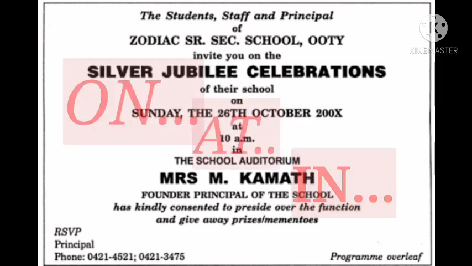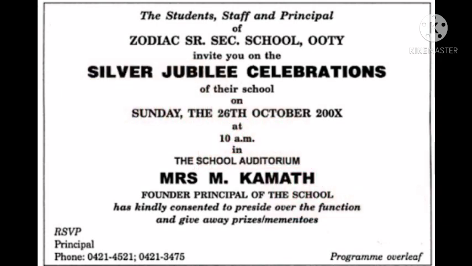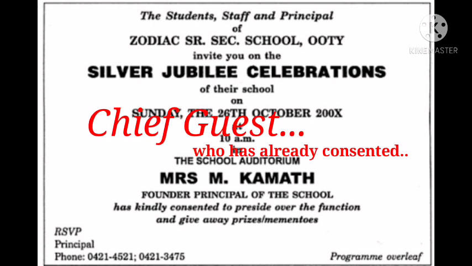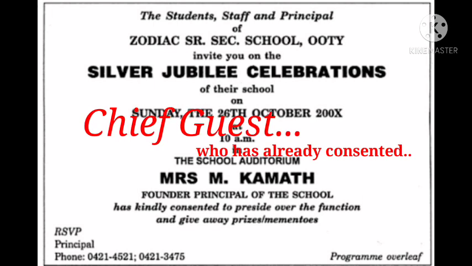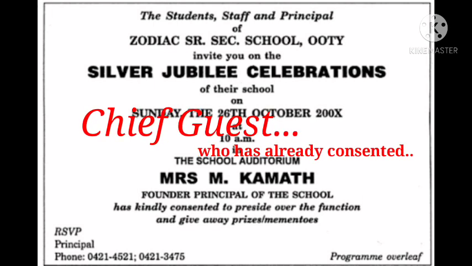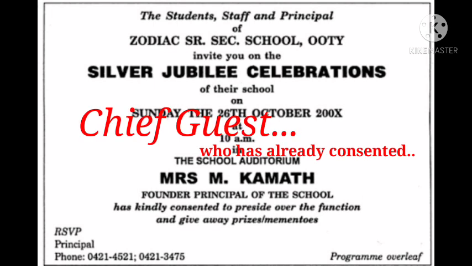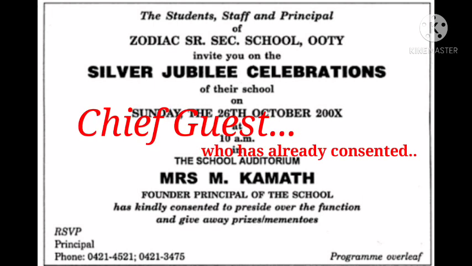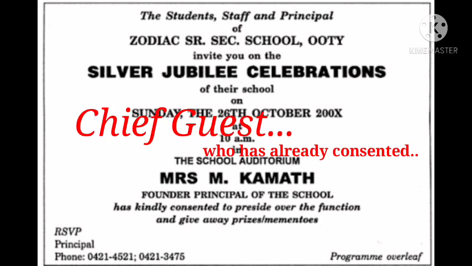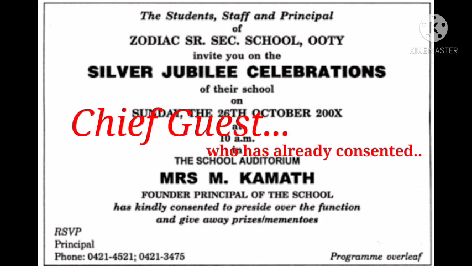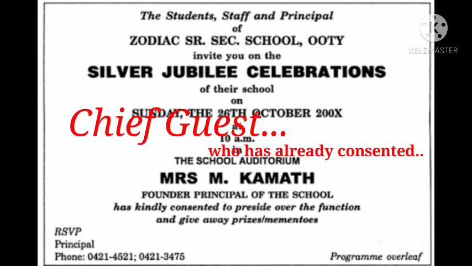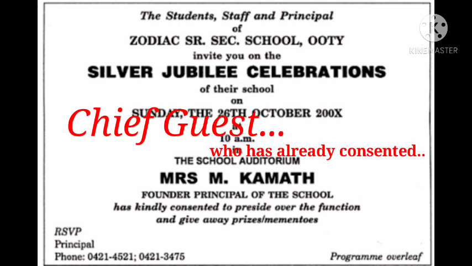auditorium, right? And then after the DTP, that is the date, time and place, it is the chief guest's consent that you already have got. You got to write the chief guest's name, Mrs. K. Kamath, or anybody who could be a person of recognition, person of repute. Mrs. K. Kamath, founder, principal of the school, that is the designation of this person, has kindly consented to preside over the function and give away the prizes, right?